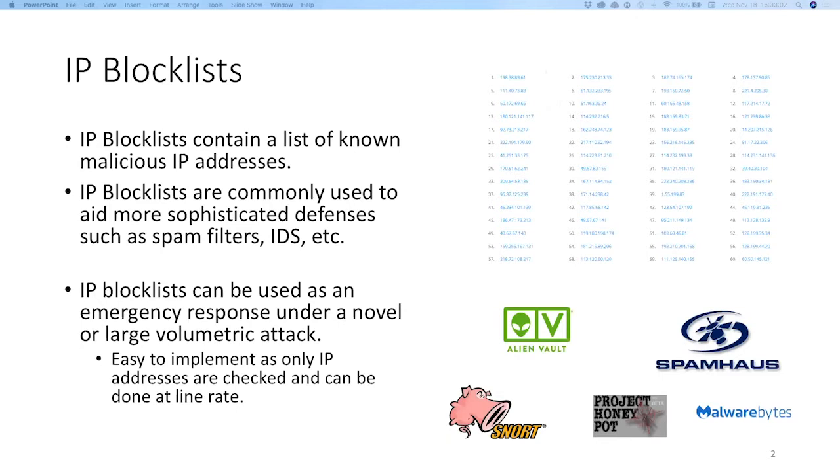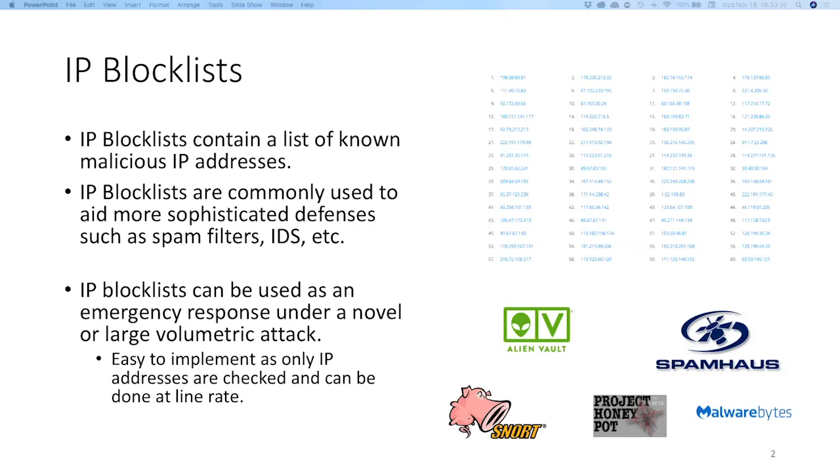So what are IP block lists? IP block lists contain a list of malicious IP addresses that are known to be bad. A typical example of an IP block list is shown in the slides, where it consists of a list of IP addresses that are bad. IP block lists are commonly used to aid more sophisticated defense systems such as spam filters or intrusion detection systems.